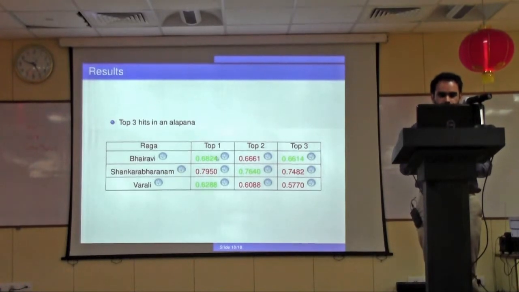The topmost hit is a false positive and it sounds like this. The second hit is a true positive. The third hit is again a false positive.